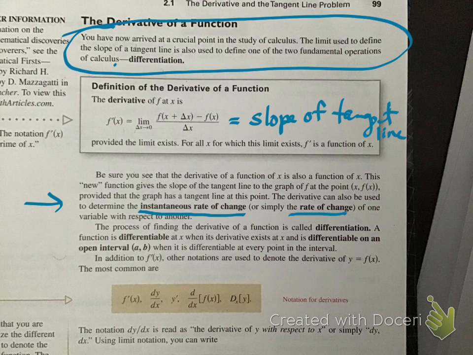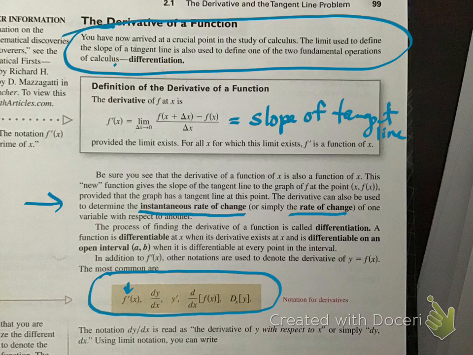This process of finding the derivative of a function is called differentiation. This is just all terminology. A function is differentiable at x when its derivative exists, and it's differentiable on an open interval a, b when it's differentiable at every point in the interval. And then we get into common ways to symbolize derivatives. One is with the prime, f prime of x, and we would just say the first derivative of x.